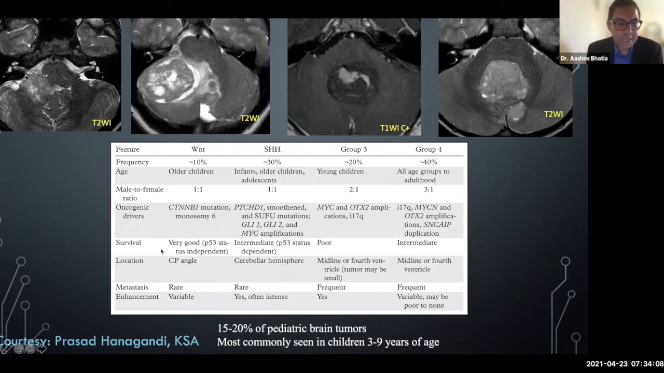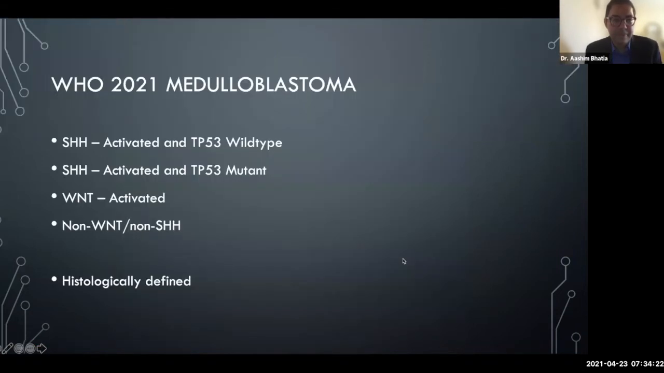If you look at the location, a lot of studies early on said that WNT tumors were CP angle, Sonic Hedgehog were cerebellar hemisphere, and group 3 and group 4 were midline tumors. Well, that's not always the case. And I'll give you an example in a little bit.